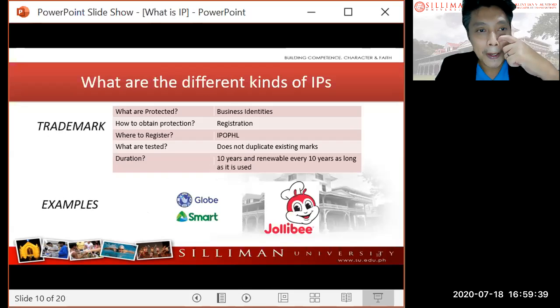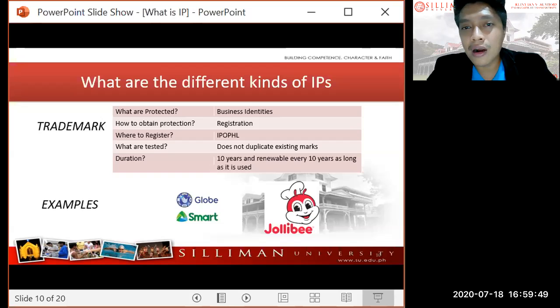Now the third one is trademarks. So what is trademarks? These are logos and symbols that represent the image of one's business. You need to file this again with IPOPHIL so that your image or brand will not be exploited by other people. If you are a business owner, make sure that your business name or brand name is intellectually protected by trademark.